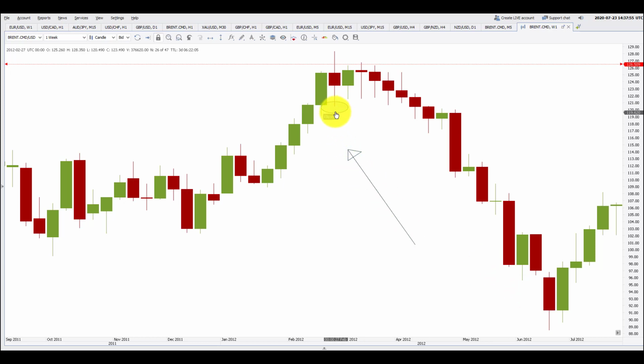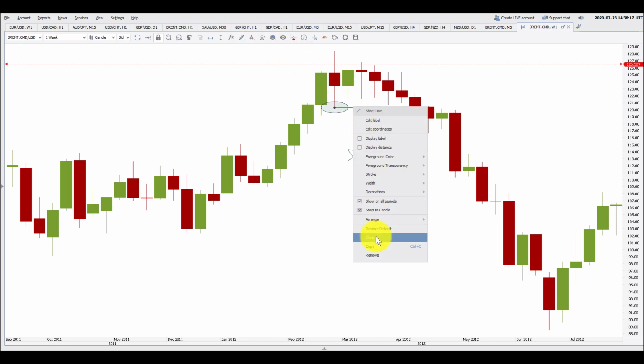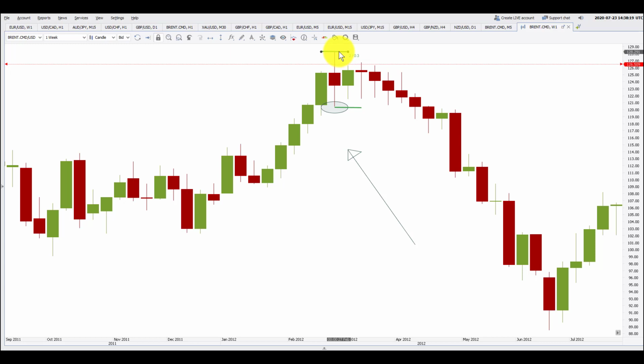Now where will the stop loss be? The stop loss will definitely be above the high of the mother bar. So what will be the idea here? This will be our sell area, a bit down from here, and this will be our stop loss.